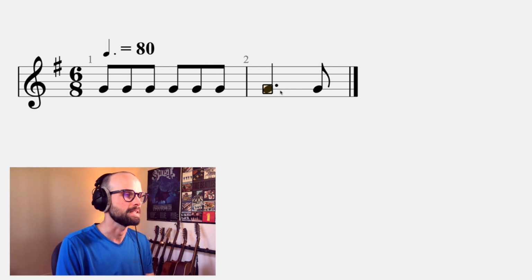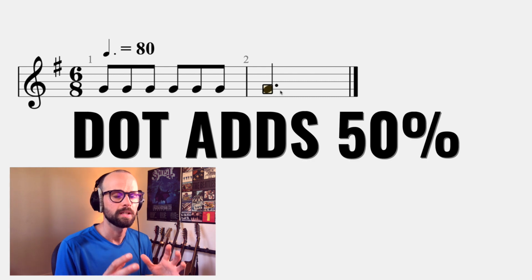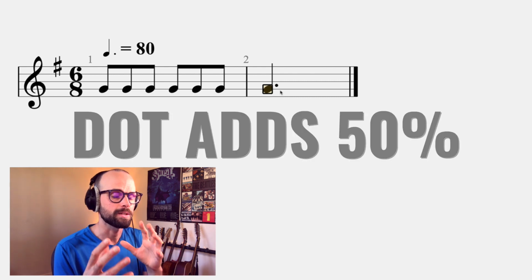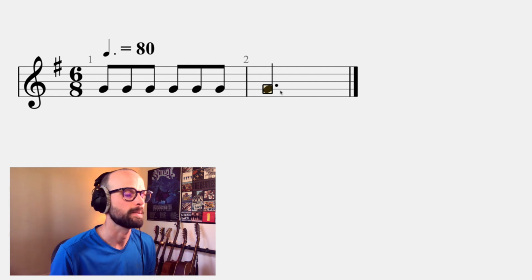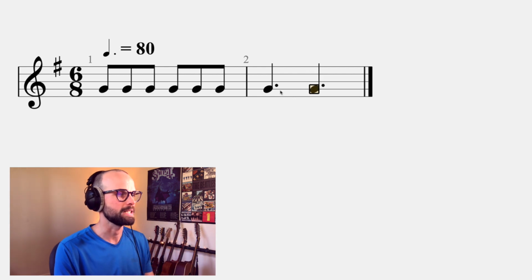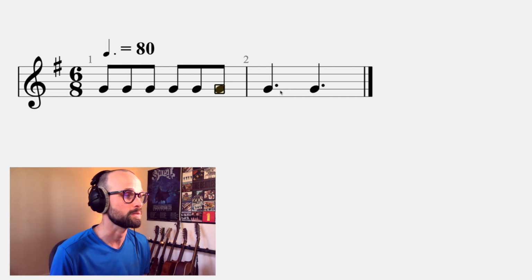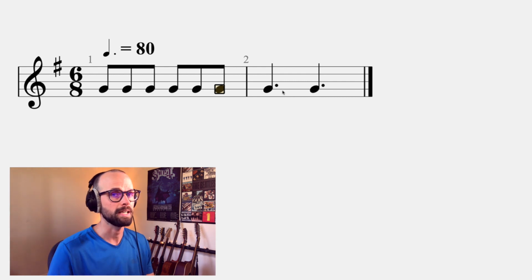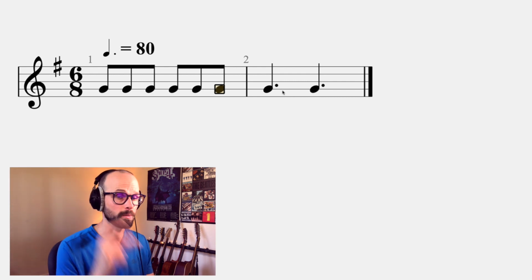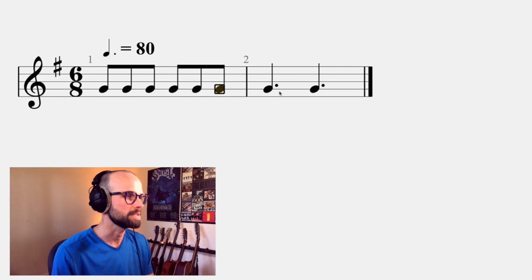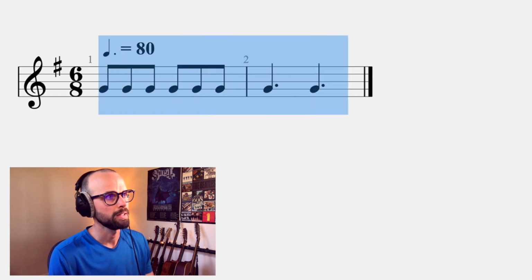We add a dot, because a dot adds half the note's value to it. It adds 50%. A measure of 6/8 in terms of just the beats would be 2 dotted quarter notes, written like that. So if you see dotted quarter notes in 6/8, then you know that you're playing on the beat. 1, 2. Let's just hear those 2 together. Take that metronome off.